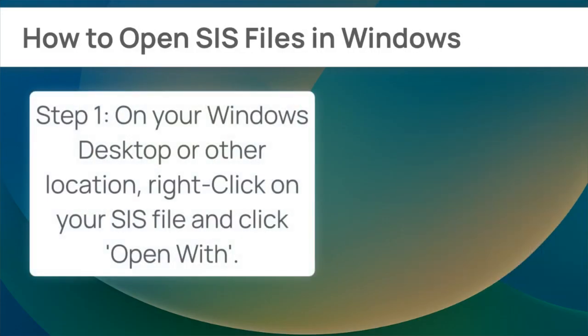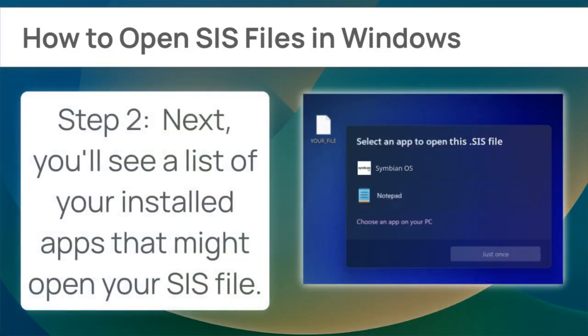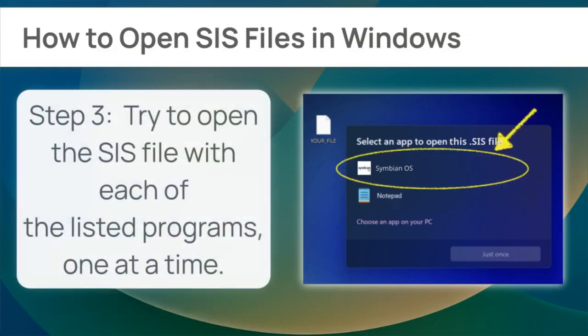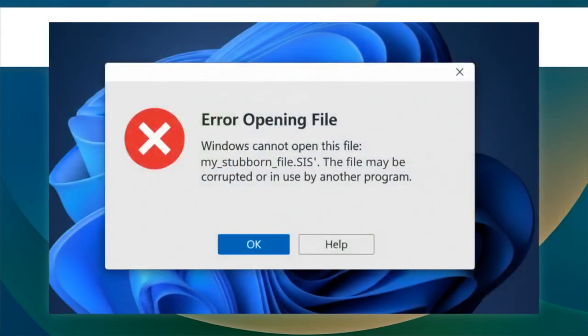Your first step towards full access: right-click the SIS file and select Open With. If Symbian OS is on your system, try that first. If not, try another option immediately. If you still cannot open your SIS file, that is okay.